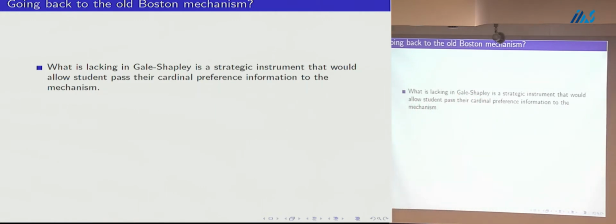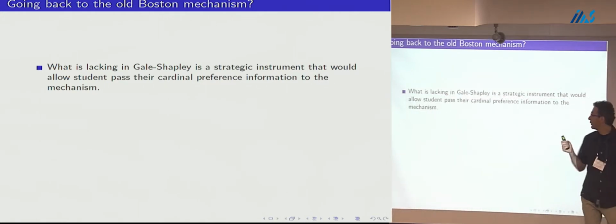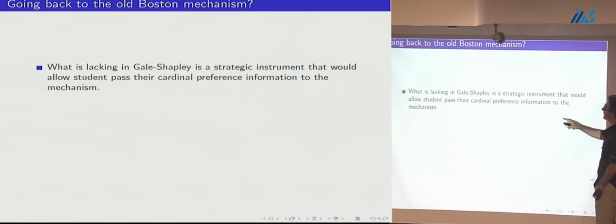Let me then raise the following question. First we argued that Gale-Shapley is better than Boston because it's strategy-proof. Now, are we arguing that Boston is better, so we should go back? Not really. What is lacking in Gale-Shapley is a strategic instrument that would allow students to pass their cardinal preference information to the mechanism.